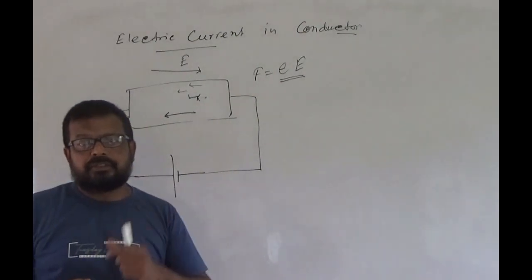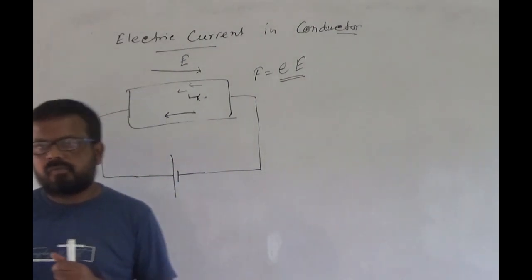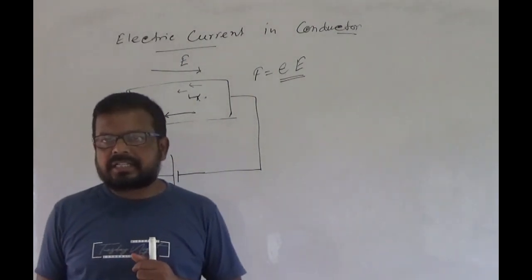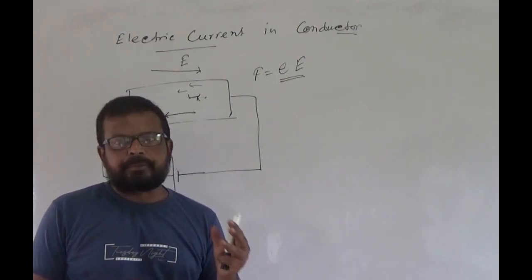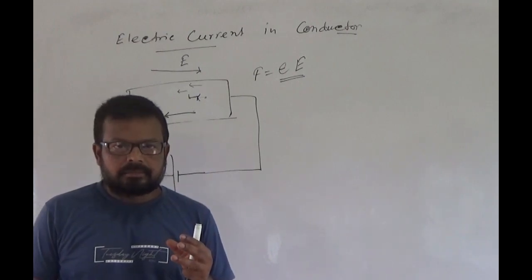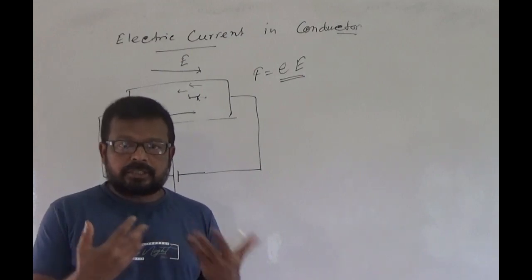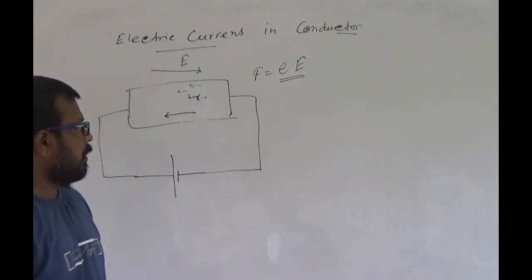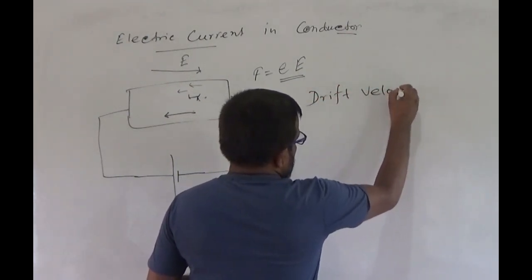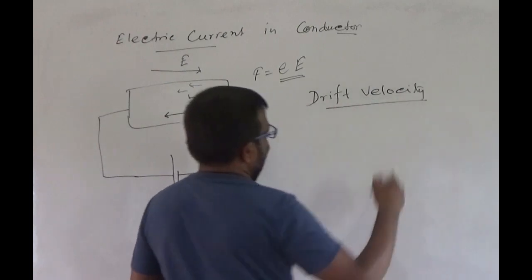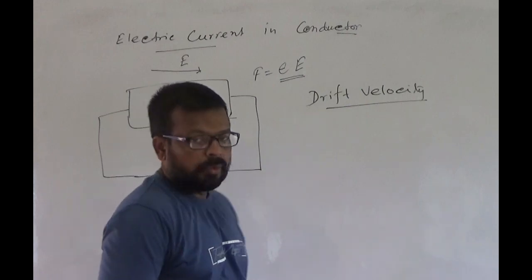That is called drift velocity, right? As a result, the electron starts moving with a very small velocity, which is called drift velocity, in a direction opposite to the applied electric field. Now we come to another quantity, which is called drift velocity. What is drift velocity?